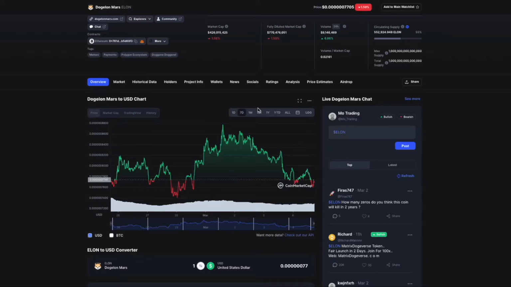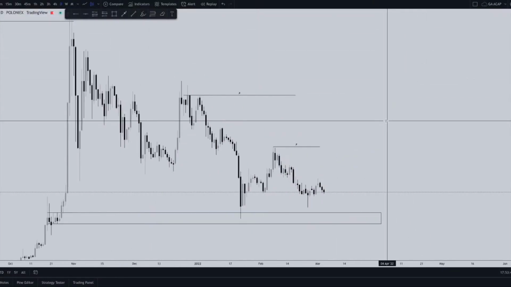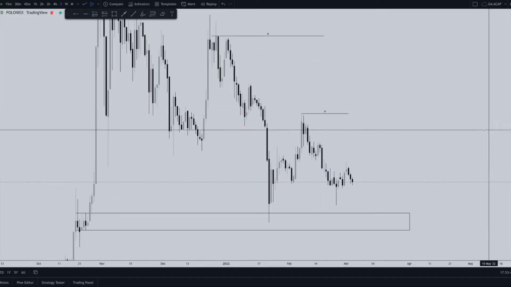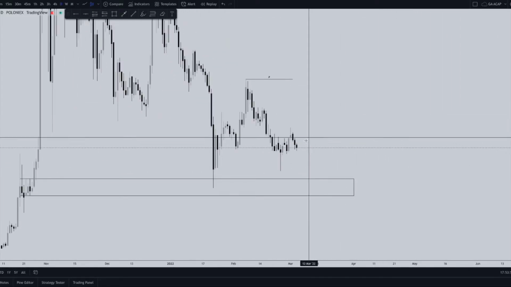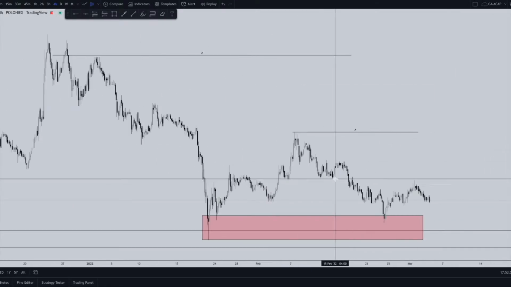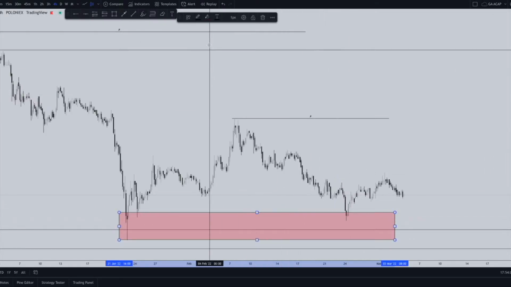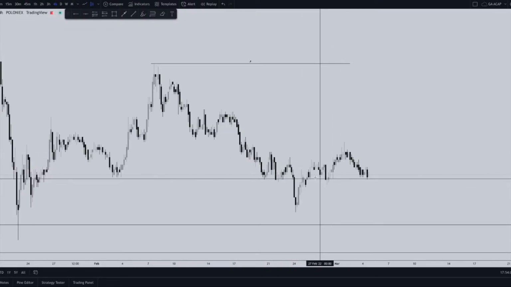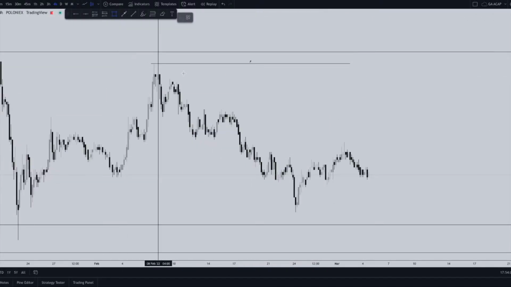But if we go over to TradingView to have a bit more in-depth analysis, let's go over to TradingView. So yep, you can see here on TradingView that Dogelon Mars, I think we did have a break of structure past this. Let me drop into the lower time frames so you have a bit more in-depth analysis. Let me delete this demand zone. Okay, so we'll have a bit more clear understanding.